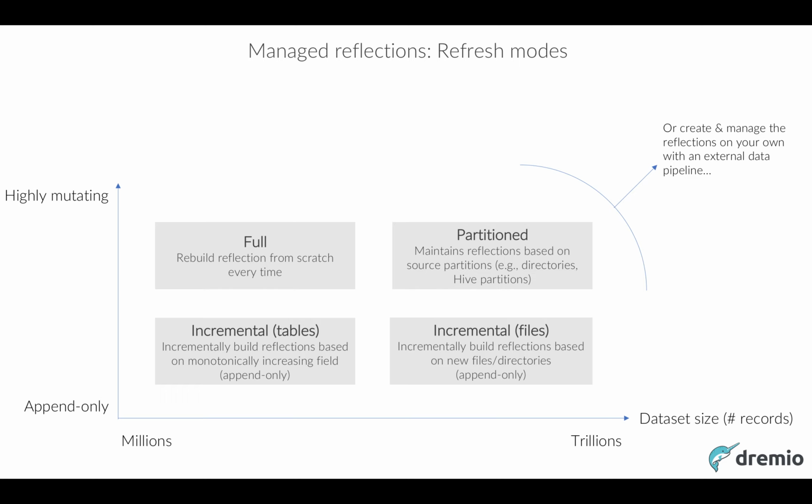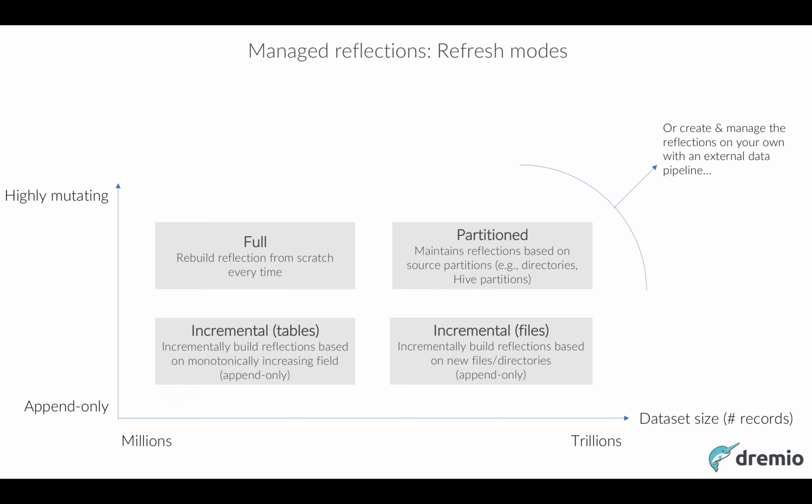Partition reflections are great when you have things like Hive partitions or data is organized in directories, and so there's a well-defined way of identifying new buckets of data that are being added to that reflection. And then finally, incremental for smaller tables, maybe relational databases or NoSQL tables. We can also build the reflections incrementally based on a monotonically increasing field. So you may have a last created or created-at field, or just a primary key that's always increasing.